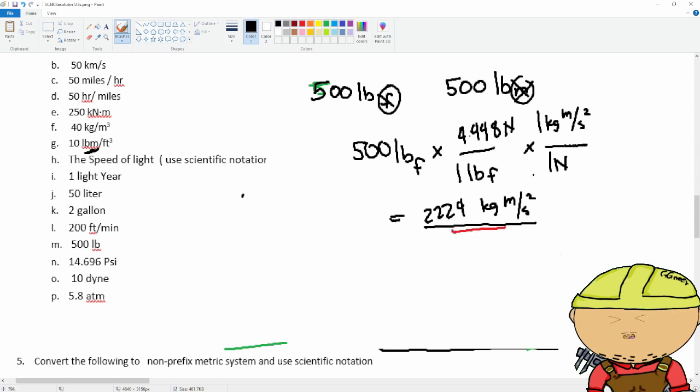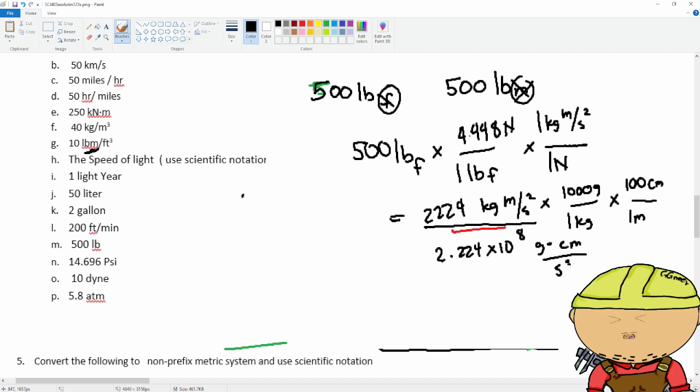Converting it to CGS, 1 kilogram is 1,000 gram. 1 meter is 100 centimeter. And that's 2.224 times 10 to the 8 gram centimeter per second squared. Alright, so that is letter M.